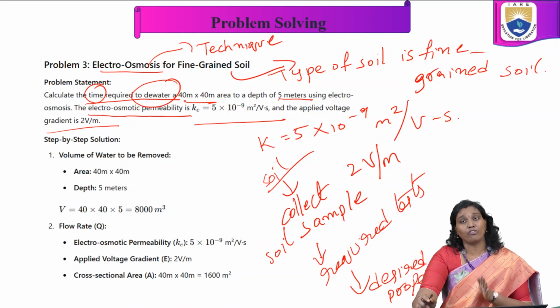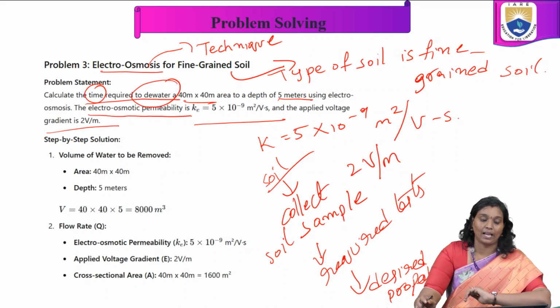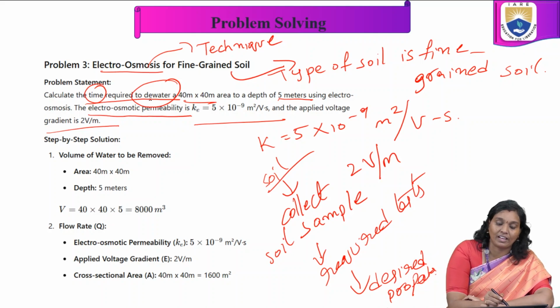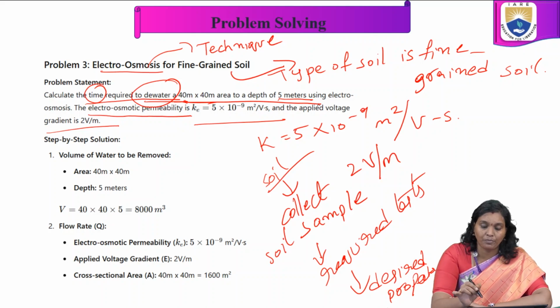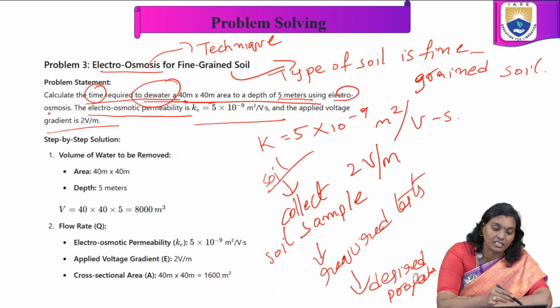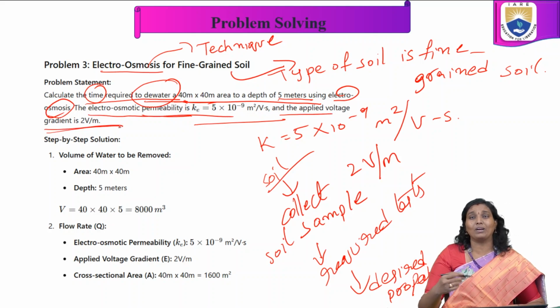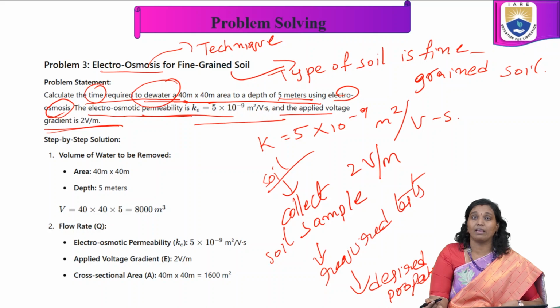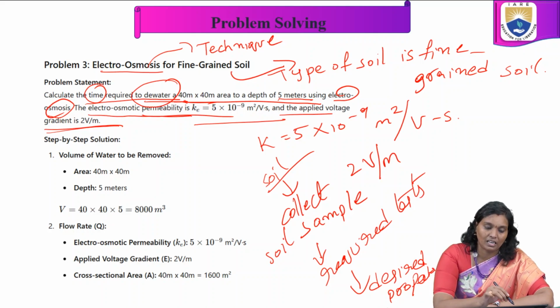So here what we are going to understand is how to calculate the time required for the dewatering of this particular area, along with the depth, using the particular technique. They mentioned the technique and also the parameters required for this, including how much voltage gradient we are applying for reaching the dewatering in that particular system.